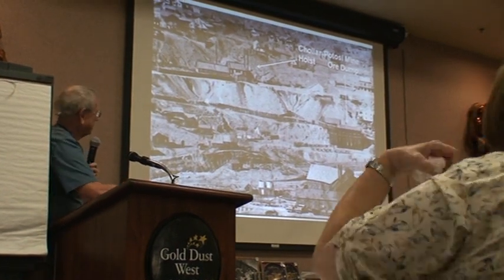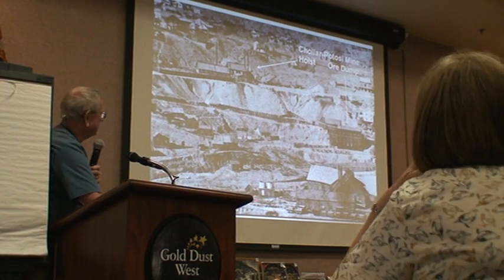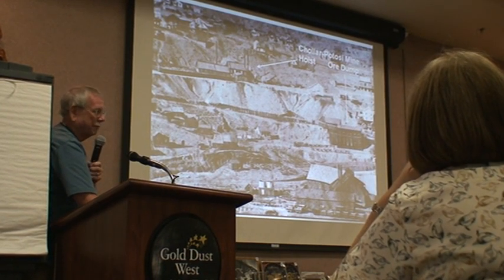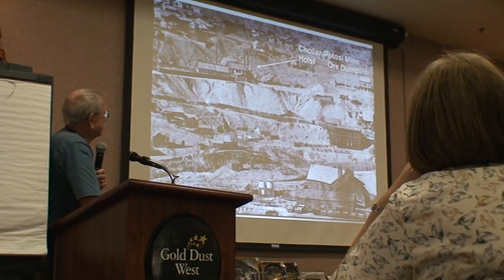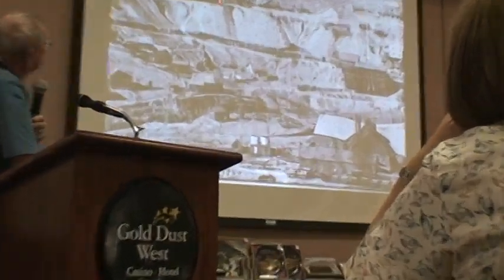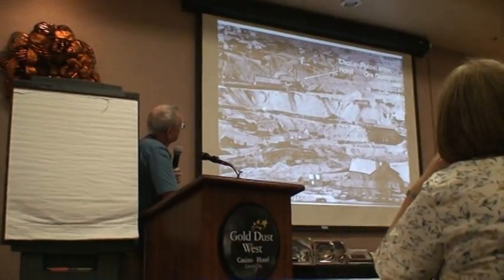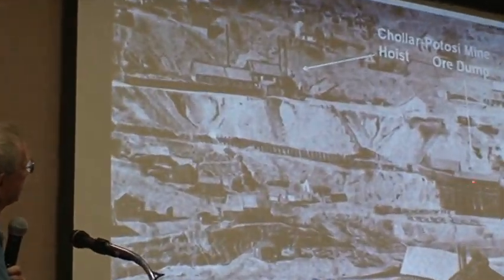Okay, here's the collar of Potosi. You can look at this interesting stuff for a few seconds while I talk. Here's the ore dump. You can see the mine was way up here. Ore came out of the shaft down here through a tunnel, which went to the ore dump.